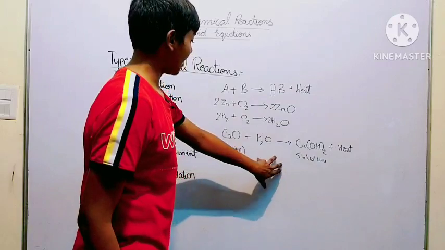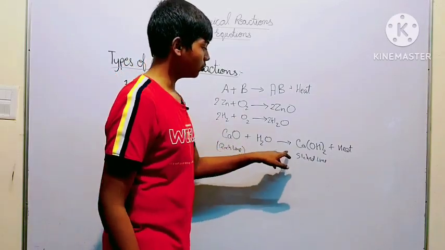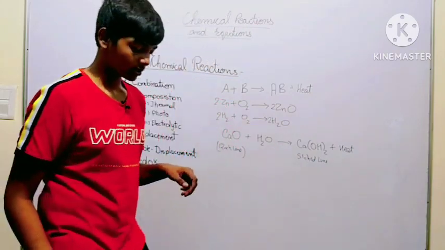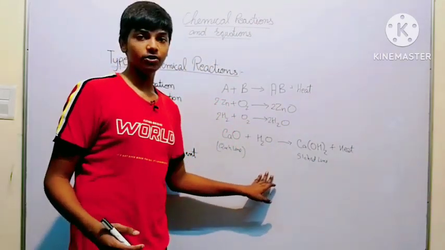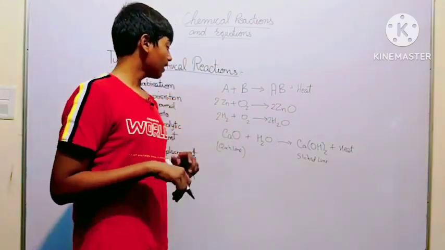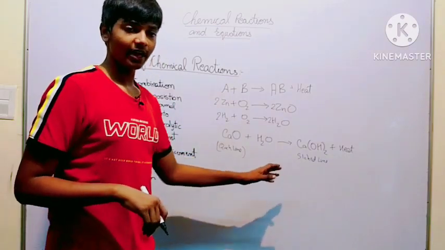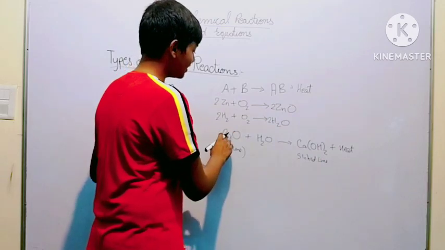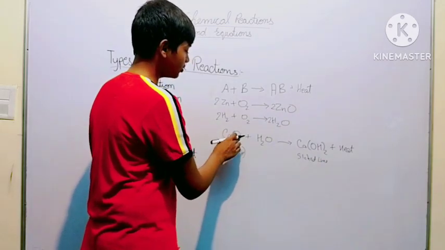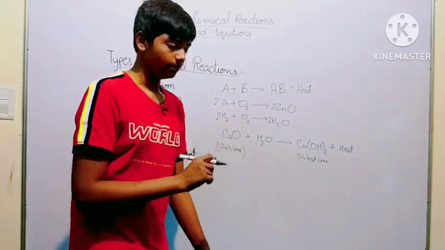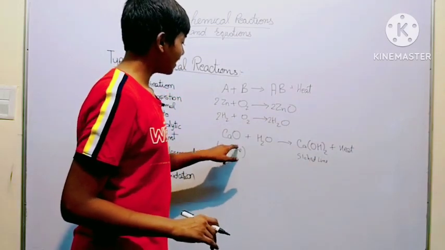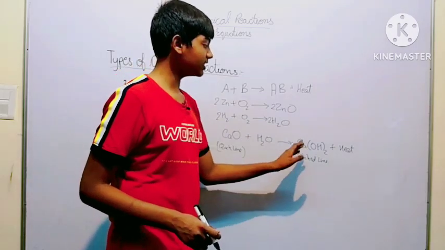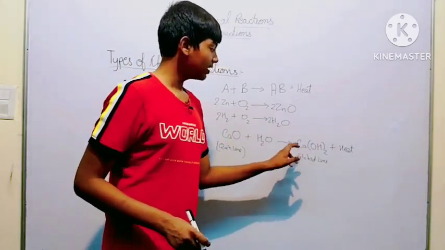This reaction, CaO, quicklime, plus H2O giving Ca(OH)2 plus heat, is an important reaction because it is usually asked in the exams directly. This is the reaction for whitewashing. CaO is a metal oxide, calcium oxide, so Ca plus O2 will form CaO. Then when we react this CaO or quicklime with water, it forms calcium hydroxide plus heat, which is slaked lime.